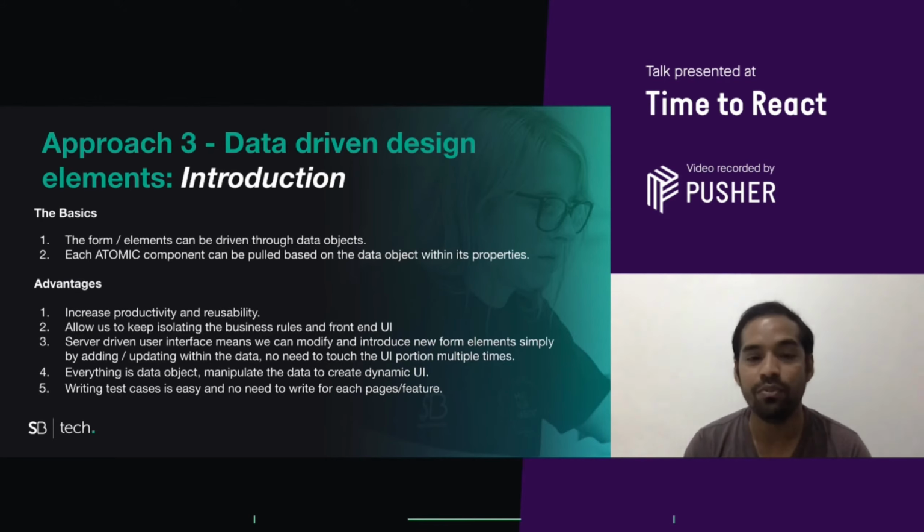So in this case, as this is a data object, the server can drive the UI. So the server can decide what kind of data the UI should present, and it can control the entire user interface, the entire UX behavior, through server objects. So as I mentioned, everything is data objects. It's pretty easy to manipulate the data objects rather than going and finding the respective elements in the component and changing those, which will obviously cause plenty of pain. Then everything is a data object. Manipulating the data to create dynamic UI is much simpler.